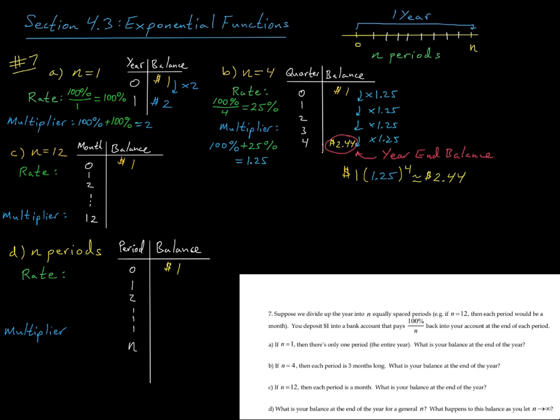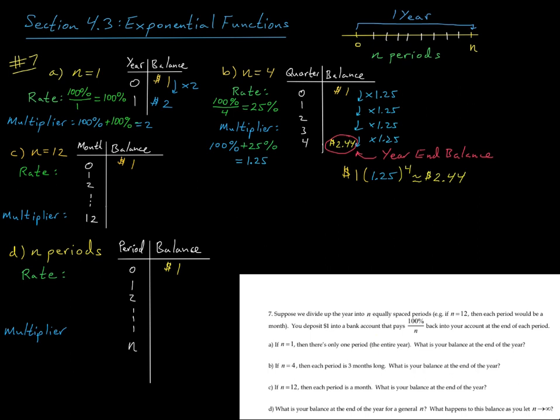So I can see that by dividing the year up into 4 periods as opposed to just 1 period, my dollar is going to grow a little bit more, right? I'm going to get 44 additional cents than I got in this setup. All right, how about C? I divide the year up into 12 months.